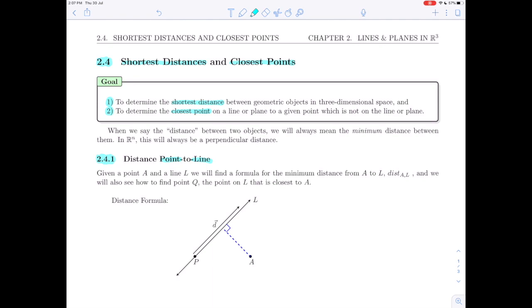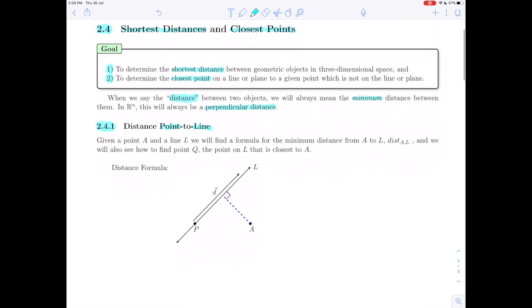A little note: sometimes we'll just say distance, and when we say the distance between two objects, we will always mean the shortest or the minimum distance. And in R^n, in particular in three-dimensional space, this is always going to be a perpendicular distance.